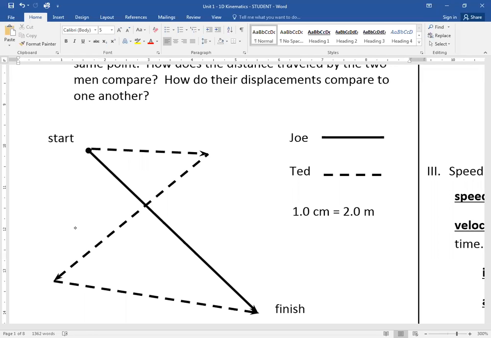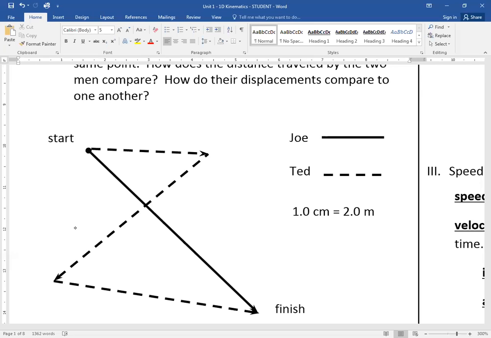So two objects can begin at the same place, both travel 5 meters, but one goes north and one goes east. Same magnitude, different directions. Can two objects have the same direction of displacement but different magnitudes? Of course they can. Two objects go north, one goes 10 meters, one goes 2. Same direction, different magnitudes.